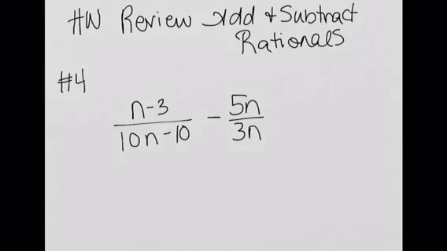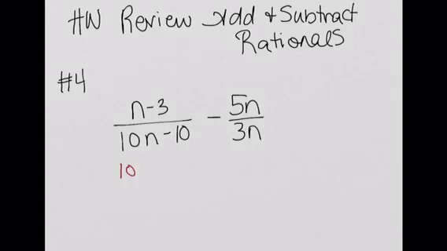Okay, here's homework, the review on adding and subtracting rational expressions. This is number 4. So I have two fractions and they're being subtracted. In order to subtract them, they need to have a common denominator. So the first thing I want to do is factor the denominators to see if they actually have anything in common so that I don't have to necessarily add extra stuff.